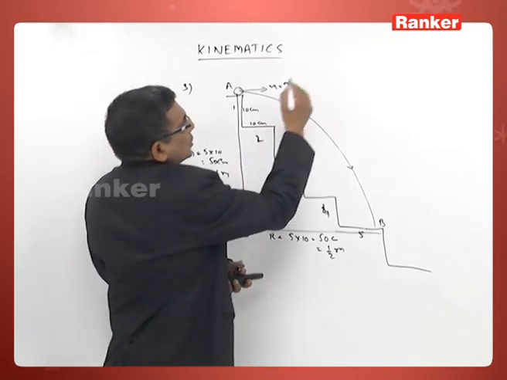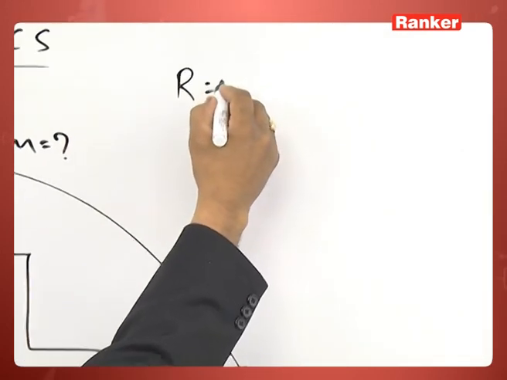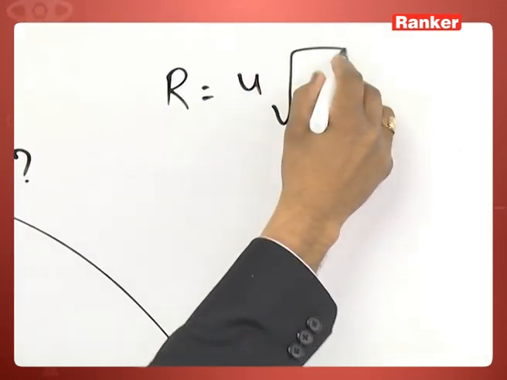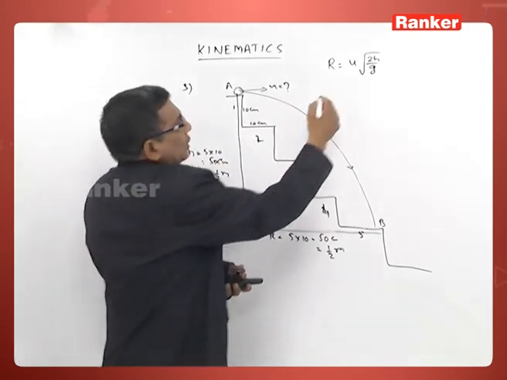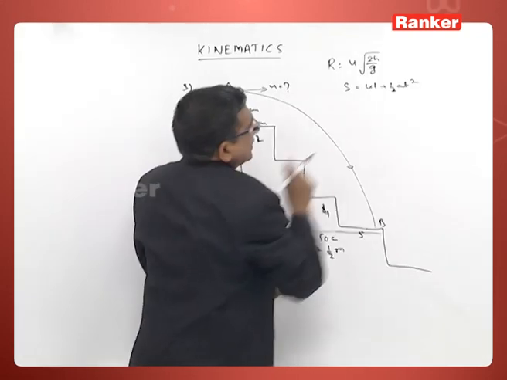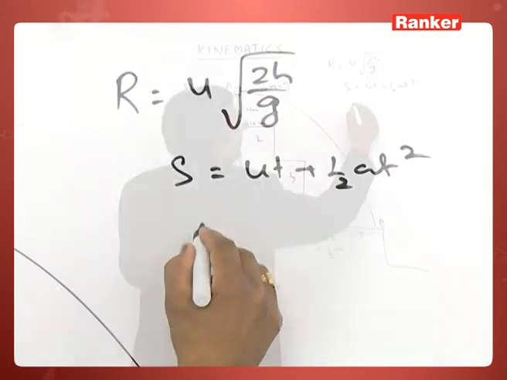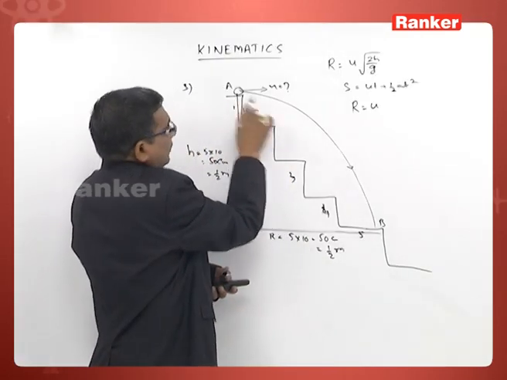In horizontal projection, you know range is equal to, this is the range. How do you get the formula? U root 2h by g. This formula directly you have to remember. If you forget, you can obtain this formula, S is equal to ut plus half at square. From this formula you can calculate S, distance travelled, or U, and what is t? It is falling from here to here.